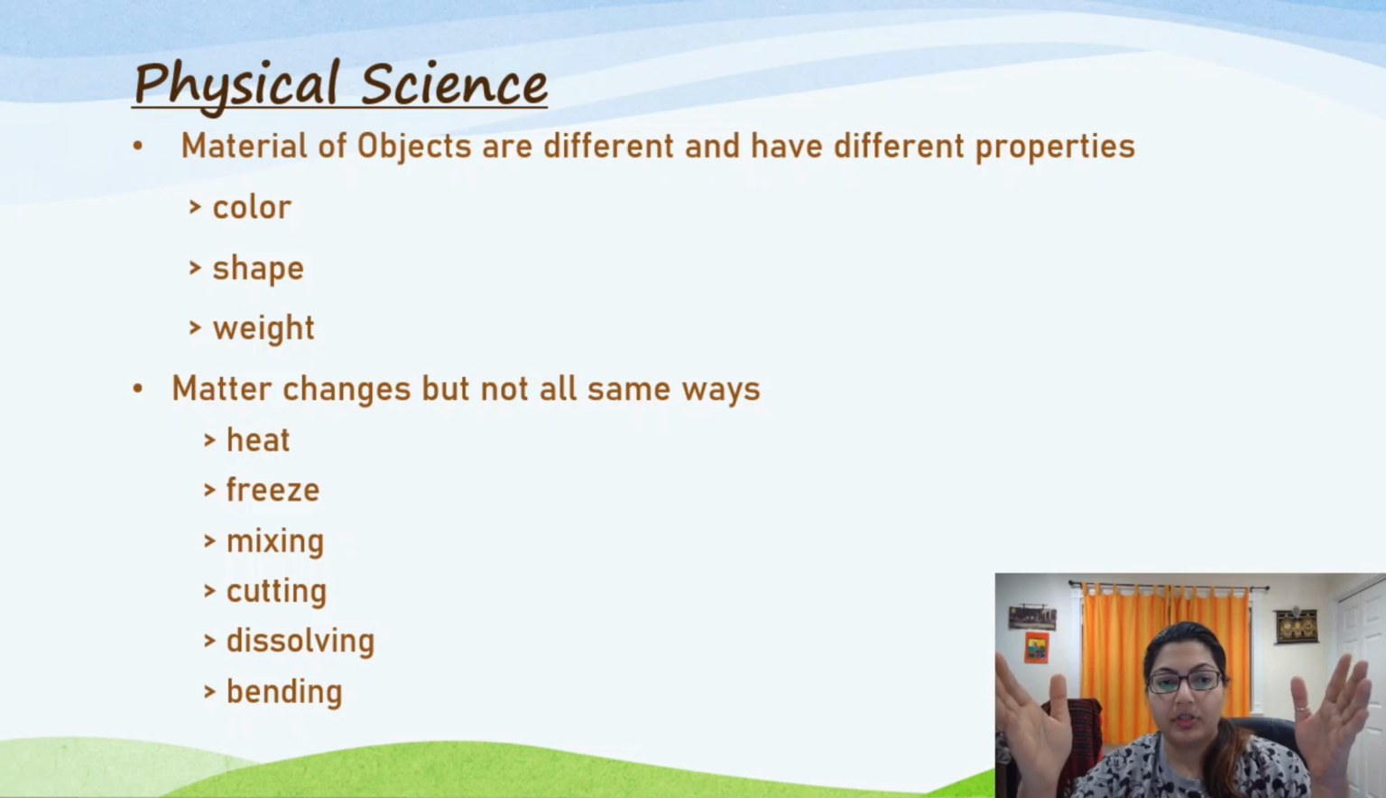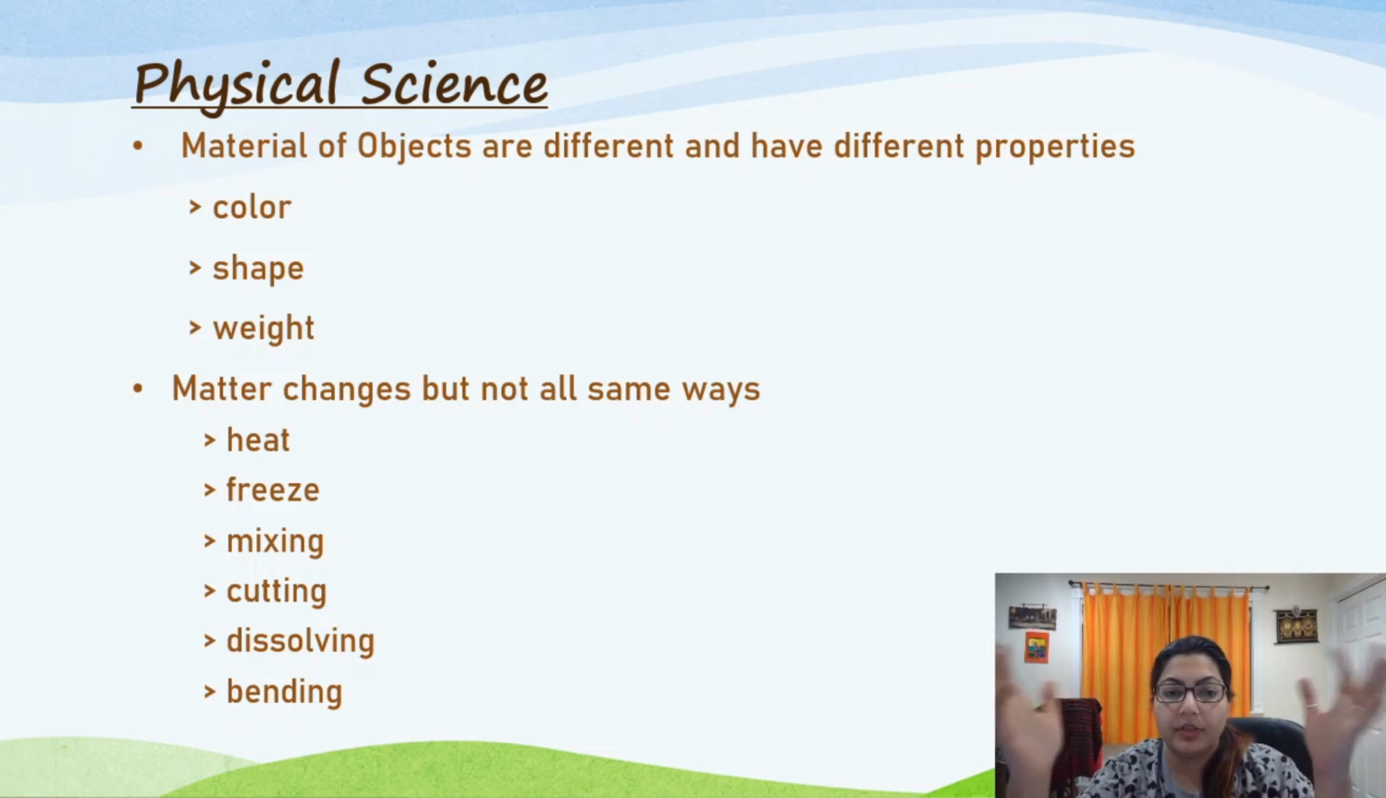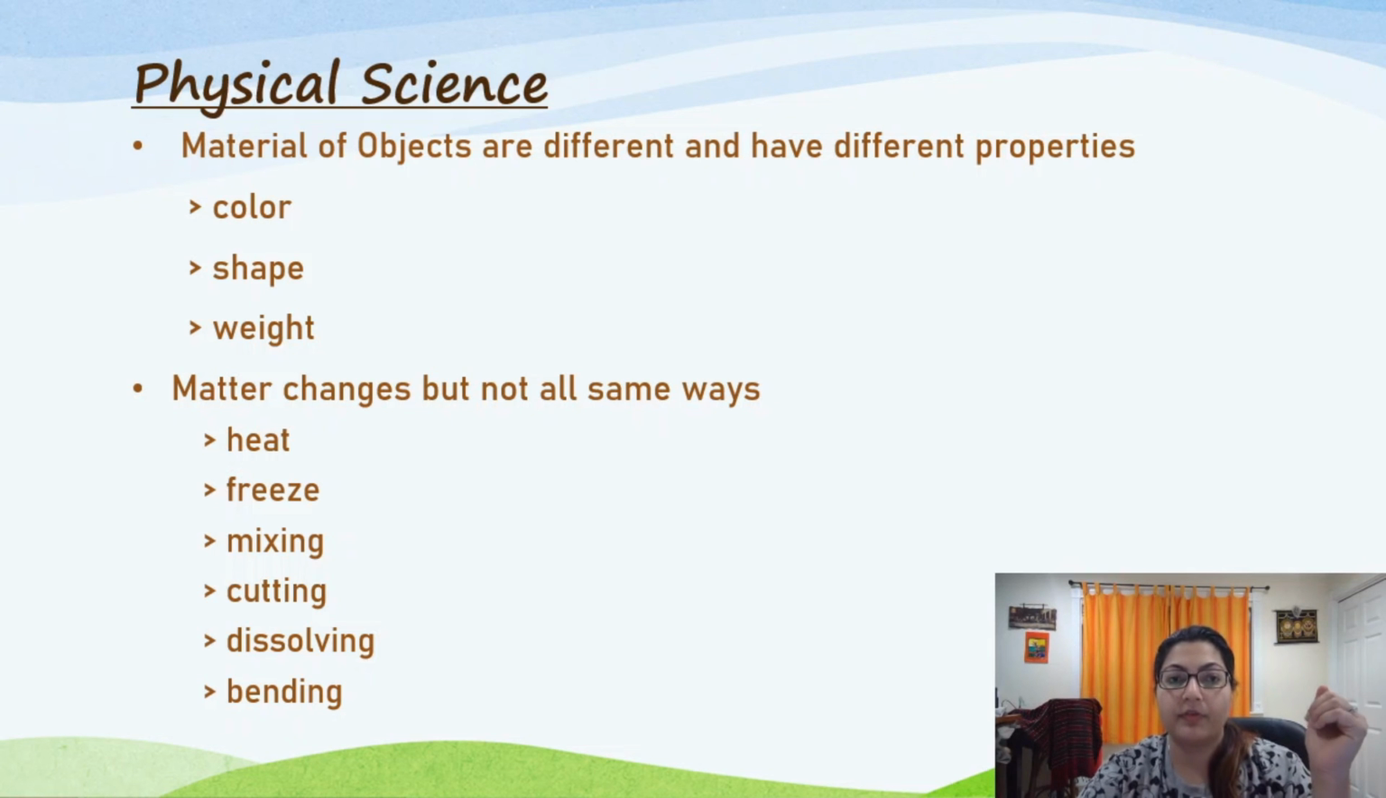Cutting might increase the quantity but doesn't reduce the mass and weight. For dissolving, things dissolve and blend, and whether the amount or the weight changes depends on the matter. Bending means if you bend something, sometimes it changes shape, sometimes it doesn't. So we will give examples, and examples and pictures are the best thing for physical science here.